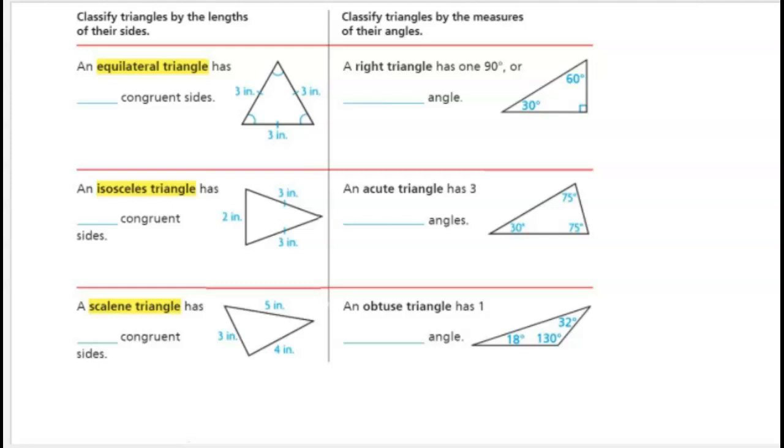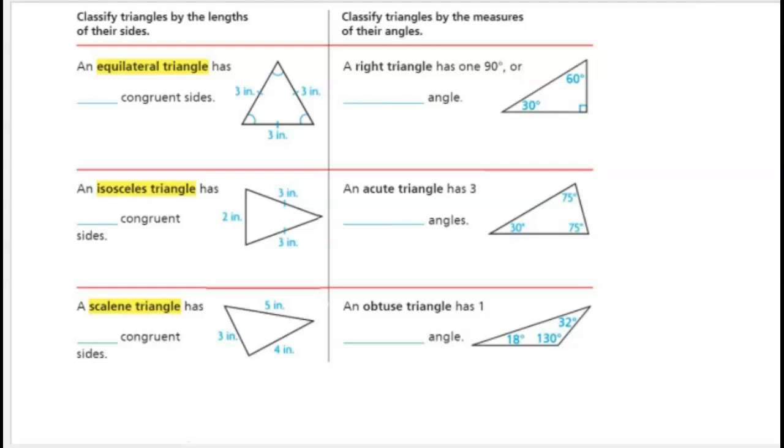Yesterday we talked about angles, and I said that angles were going to be important in geometry because angles are going to help us name shapes. And in today's lesson, angles are going to help us classify and name different types of triangles, okay?